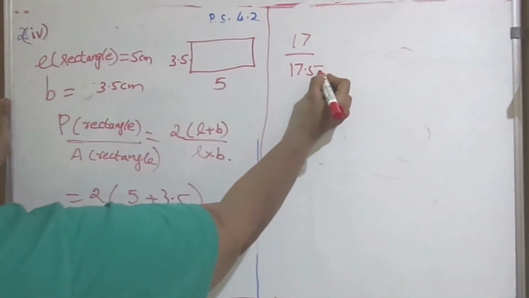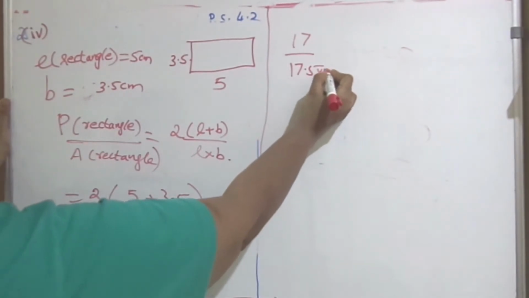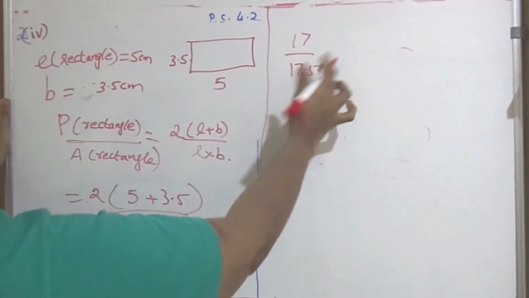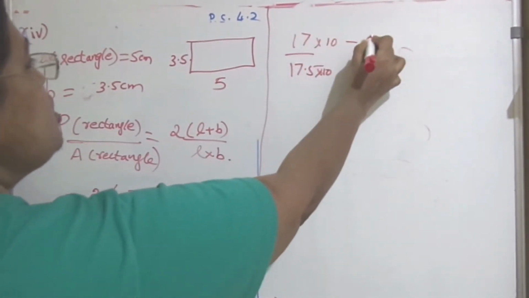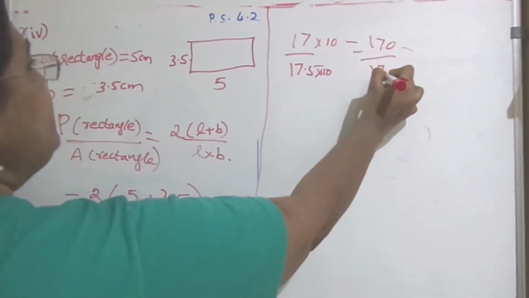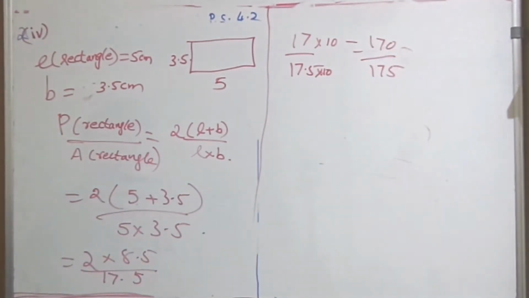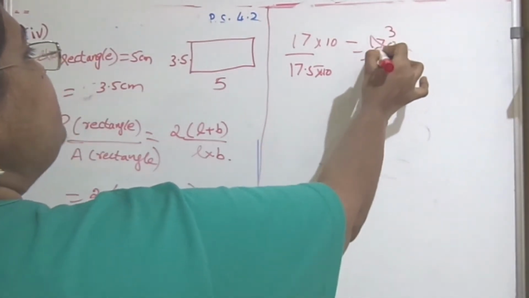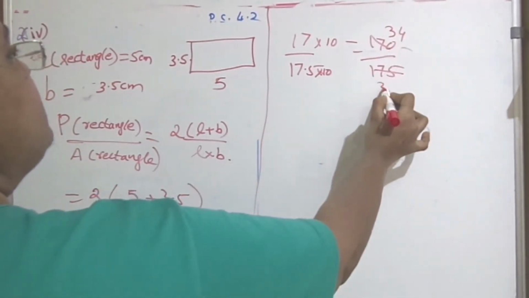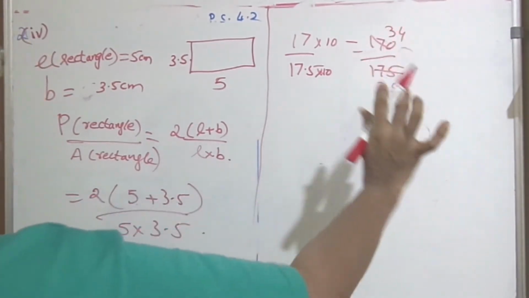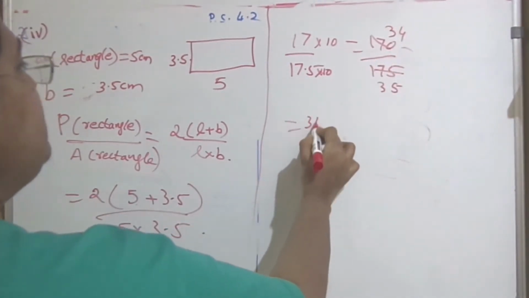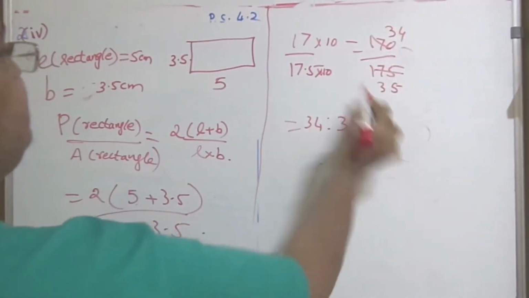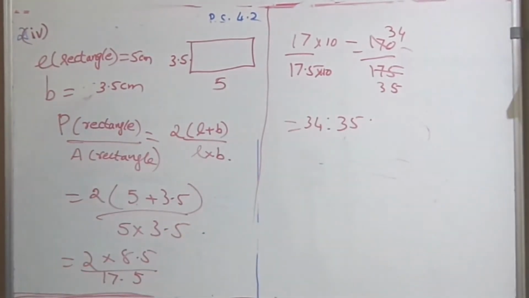Now, never leave a decimal point. If there is a decimal point, you have to multiply by 10 because after decimal point there is one place. So, you get 170 upon 175. Come on, reduce it. 5 goes in both. 5 3s are 15, 5 4s are 20. Again here 5 3s are 15, 5 5s are 25. 34 upon 35. This is the final answer. Cannot be reduced further. Okay, so we have completed this.